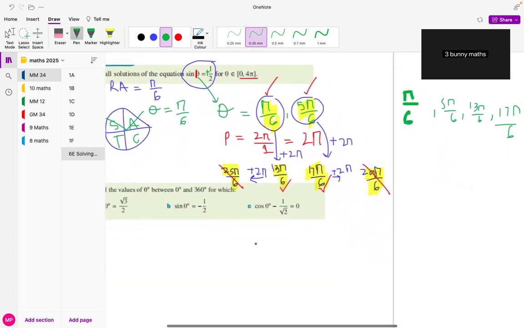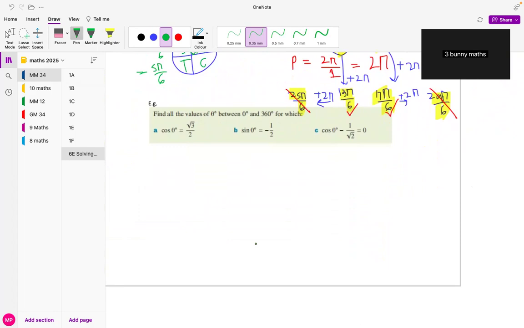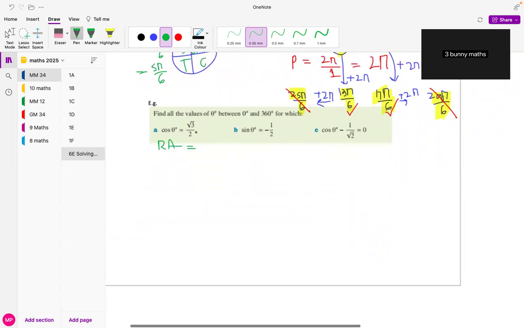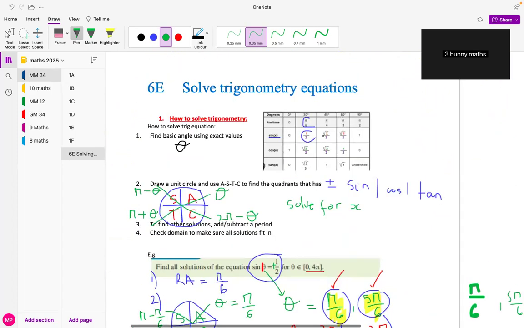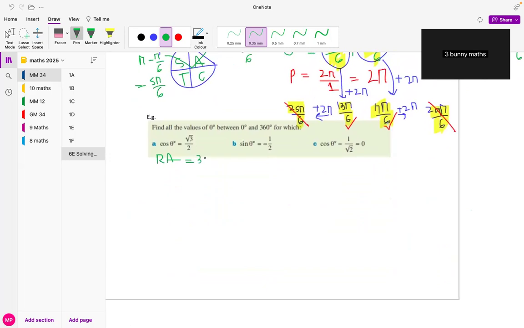Now, if we do it in degrees, it's pretty much the same thing. Instead of doing radians, you do degrees. So I follow the same steps. For A here, I find the reference angle that has cos equal to root 3 on 2. If I look at my table, cos equal to root 3 on 2 is there, 30 degrees. So the reference angle is 30 degrees.